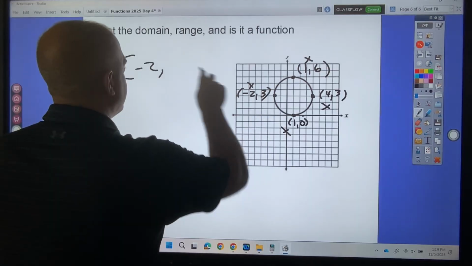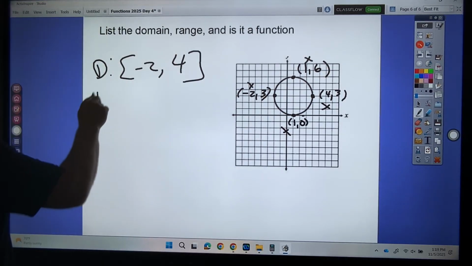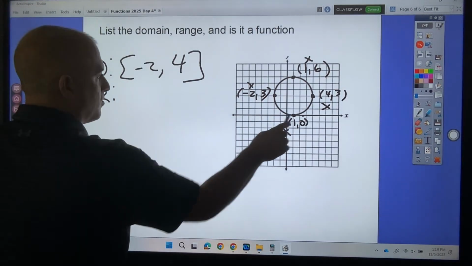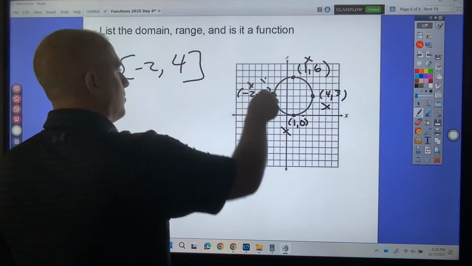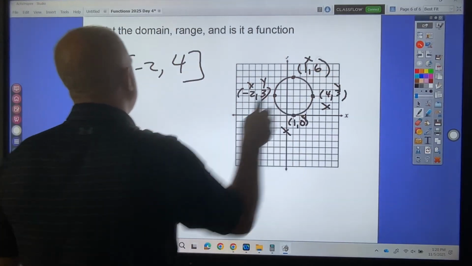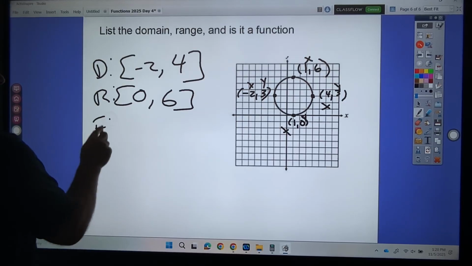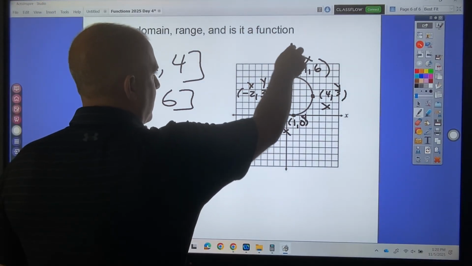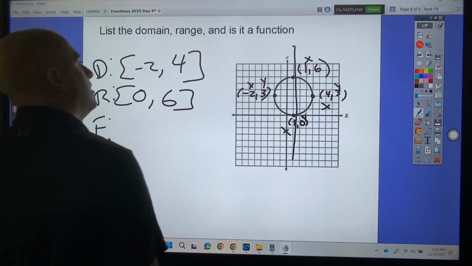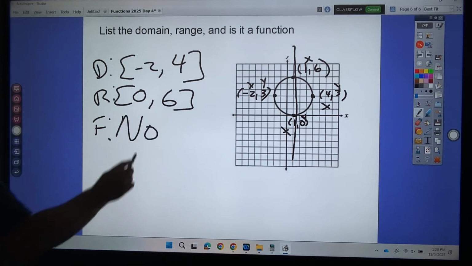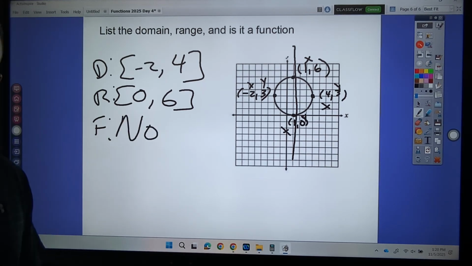Okay? So for my domain, my smallest x value of all of these is going to be -2. My biggest x value would be 4. My range, my smallest y value would be 0. And the biggest y value would be 6. Is this a function? Well, if I made a vertical line, especially through those two, that would be no, so that one's not a function.